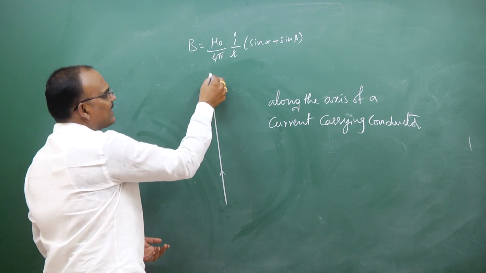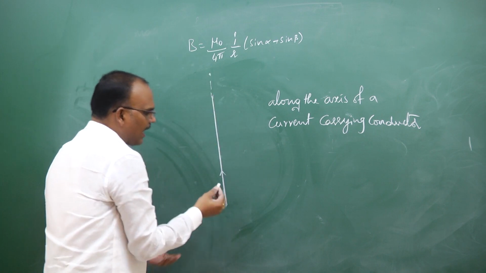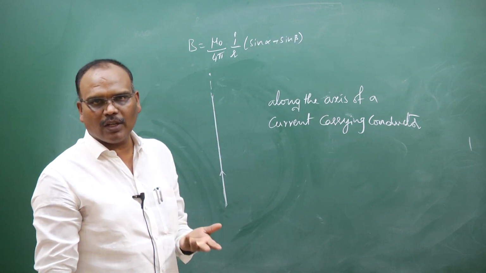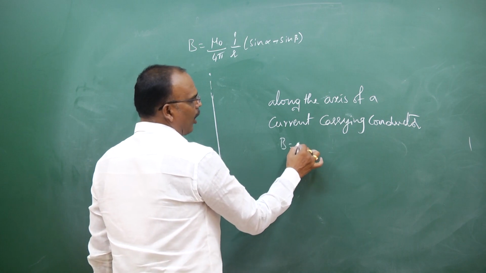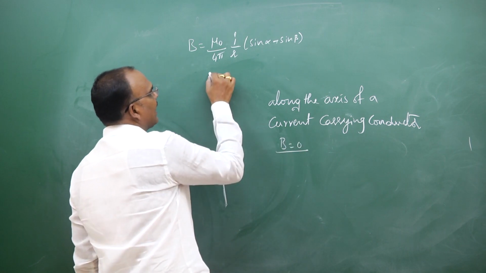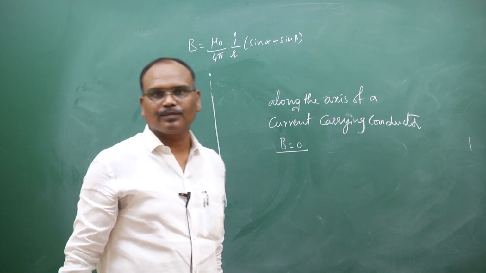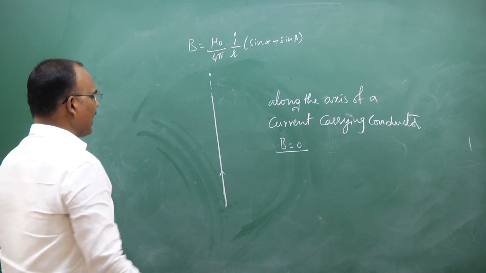And if you join this end, the angle becomes 0. If you join this end, the angle also becomes 0. Alpha 0, beta 0, 0 plus 0 is 0, 0 into anything is 0. So the magnetic field at any point along the axis of a current carrying conductor is 0. Okay, we will see the next application.